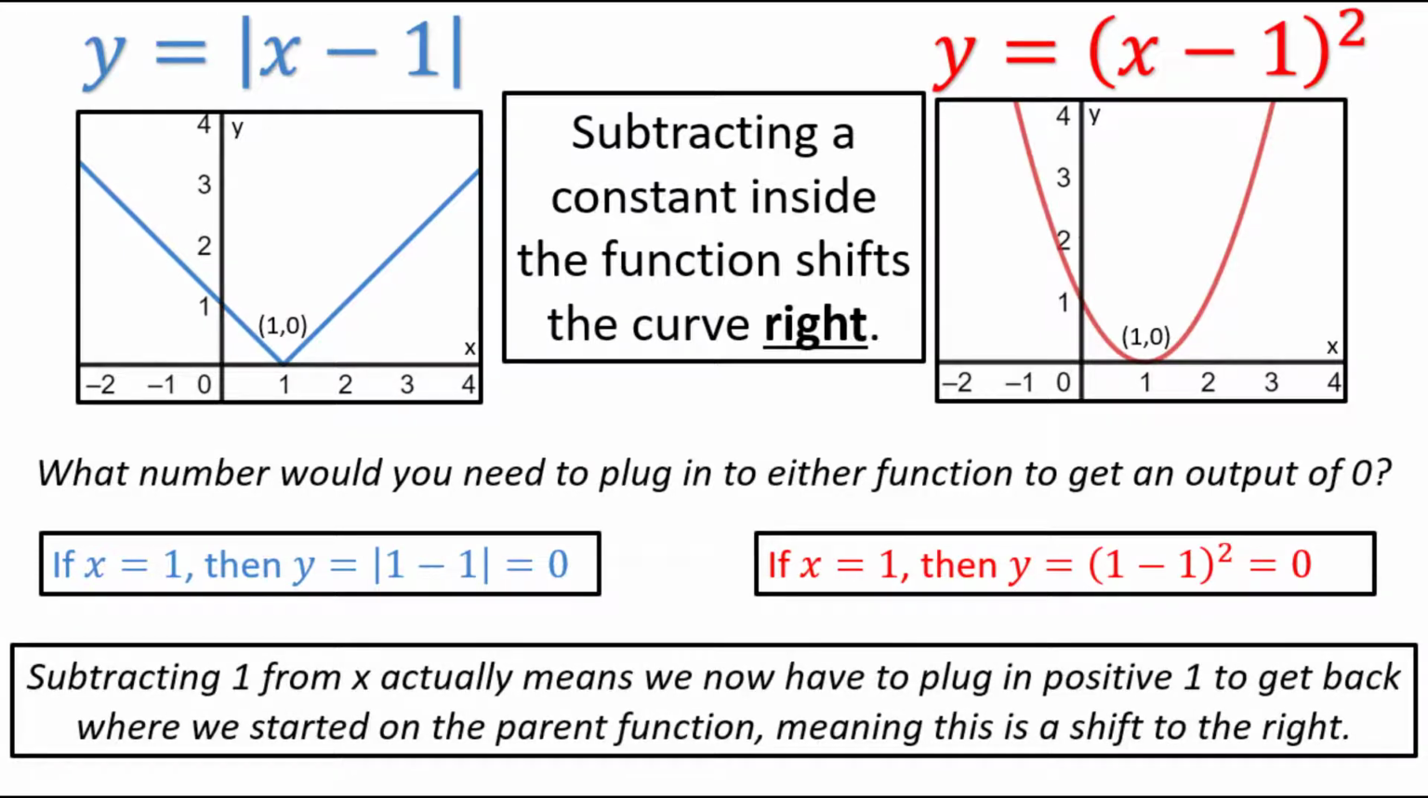Subtracting 1 from x actually means we now have to plug in +1 to get back where we started on the parent function, meaning this is a shift to the right. The same sort of logic could be applied to a shift to the left.